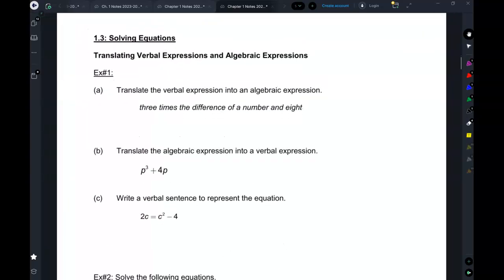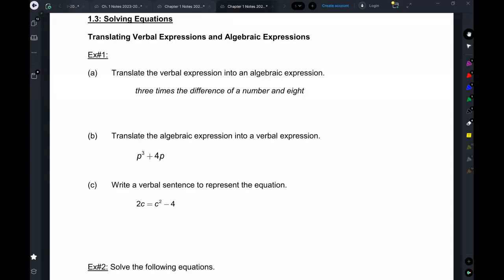Okay, so this is section 1.3. We're going to start with translating expressions into algebraic expressions. Here we have 3 times the difference, which means subtraction, of a number and 8. So it's 3 times the difference of a number and 8. We keep that order, so it's x minus 8.